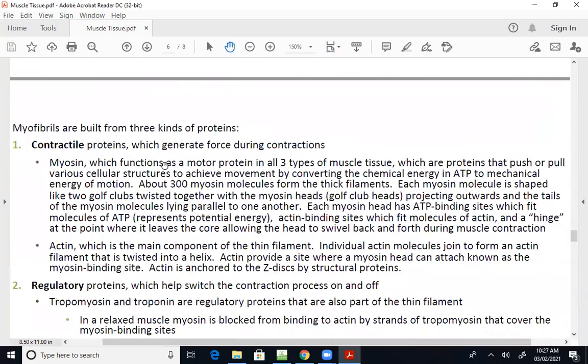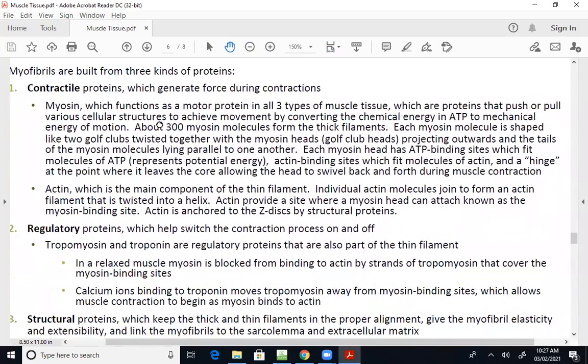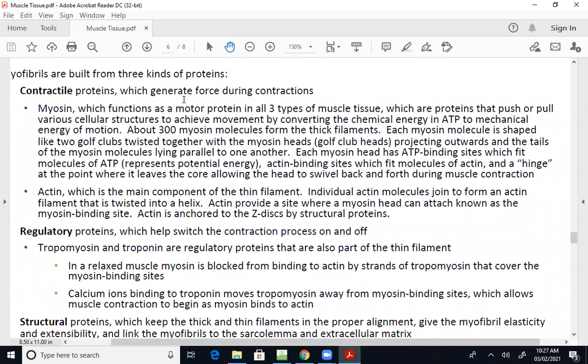All right, we'll start with the two contractile proteins, actin and myosin, which do exactly what it sounds like. They generate the force during contraction. So they're the ones actually doing the contracting. Myosin is a motor protein found in all three types of muscle tissue, so not just skeletal muscle. And this is a protein that pushes or pulls various cellular structures, achieving movement by converting the chemical energy in ATP to mechanical energy of motion.